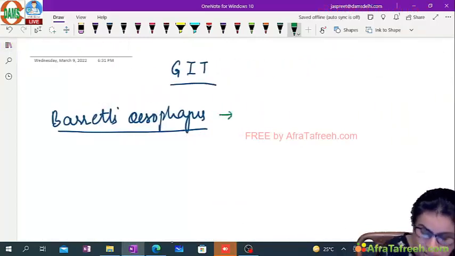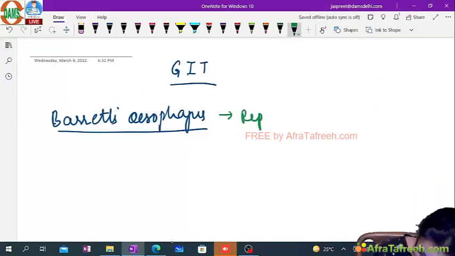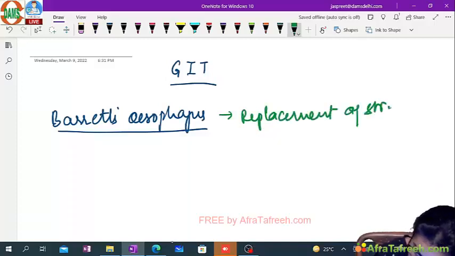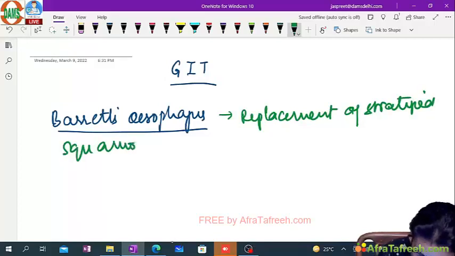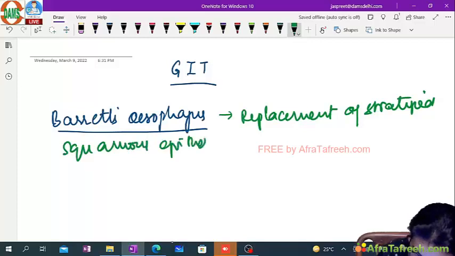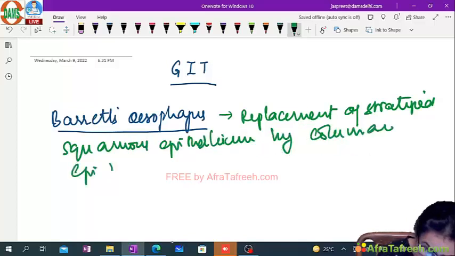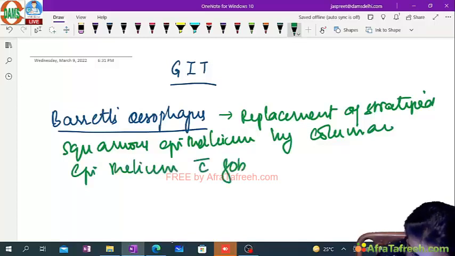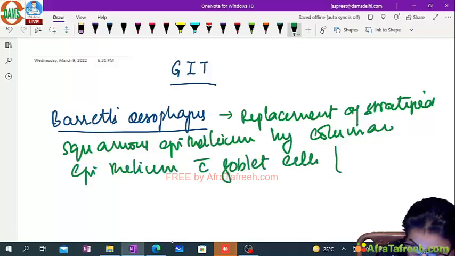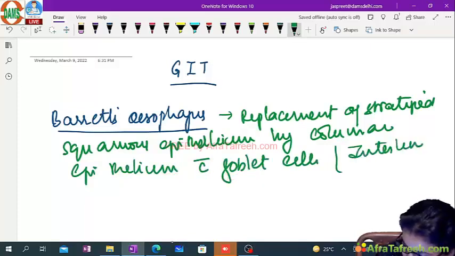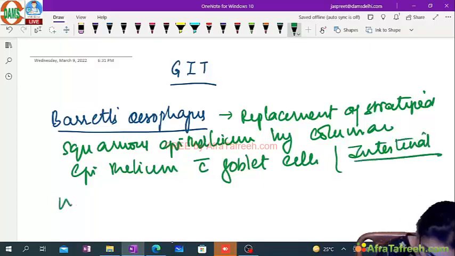Barrett's esophagus is replacement of stratified squamous epithelium. By what is it replaced? By columnar epithelium with goblet cells. Yes, Adesh, very good. With goblet cells, that's called intestinal metaplasia. It's basically intestinal metaplasia.